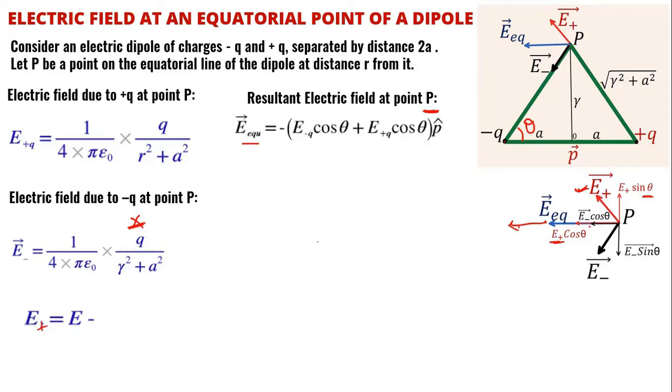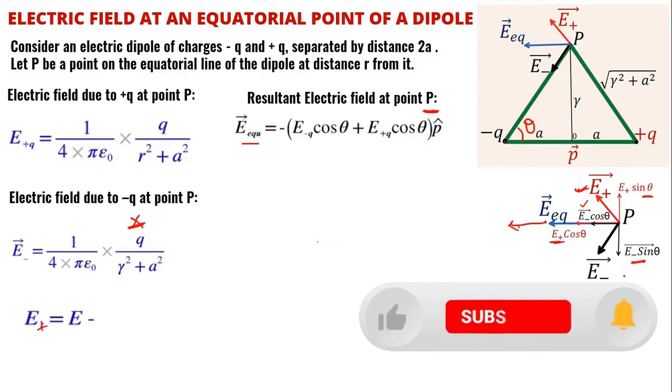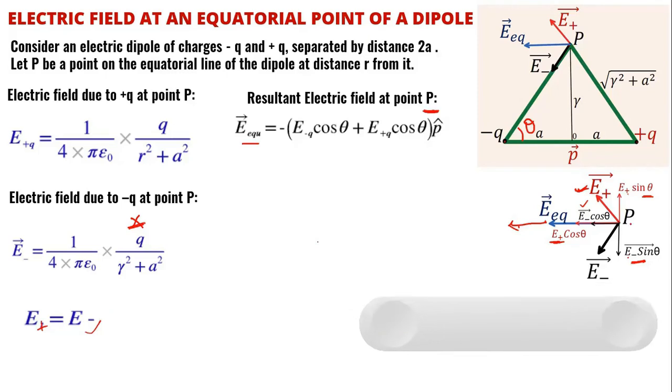So we have resolved. Similarly, E negative is again a vector. Resolving into its component parts, one is E negative sin theta and another one is E negative cos theta. Their directions I have shown. So E negative sin theta is pointing in the negative y direction. Here we have seen that E positive and E negative are equal in magnitude, but at the point P their sine components are pointing opposite to each other.